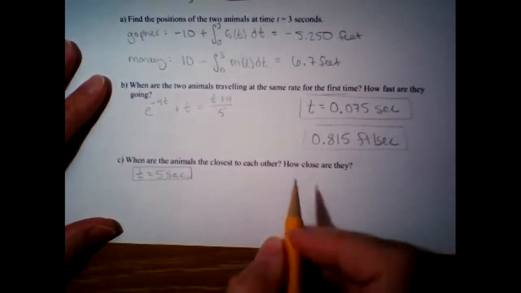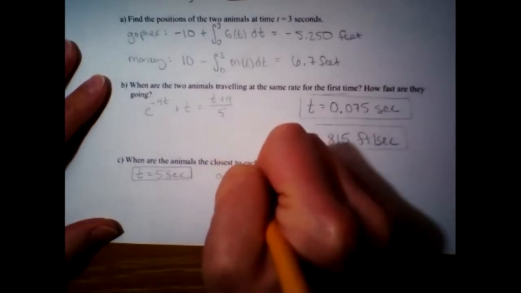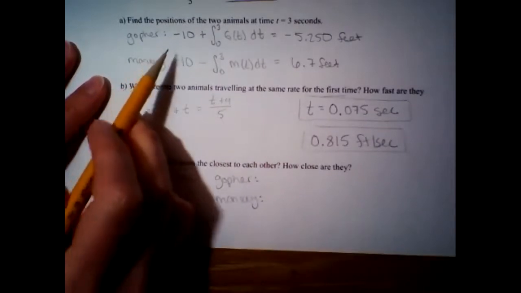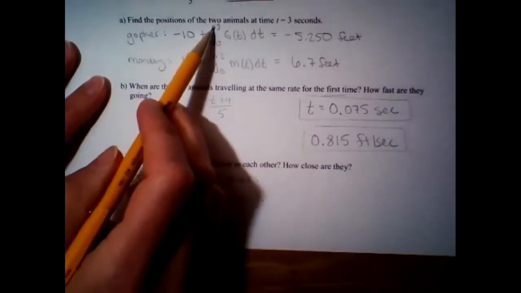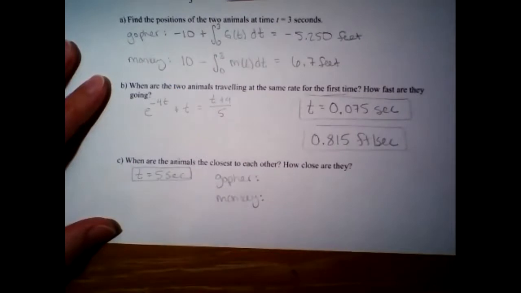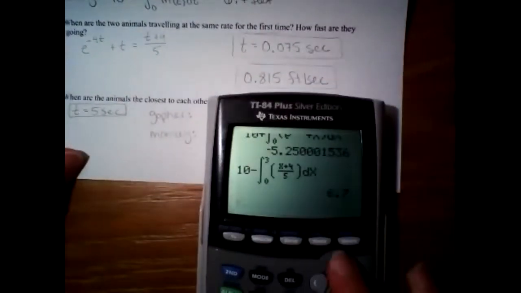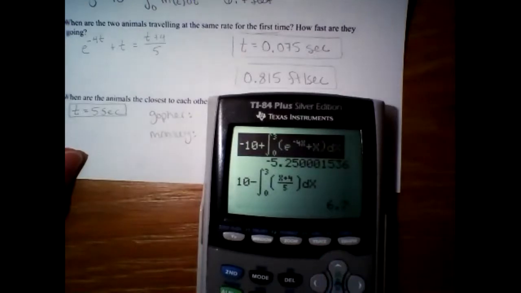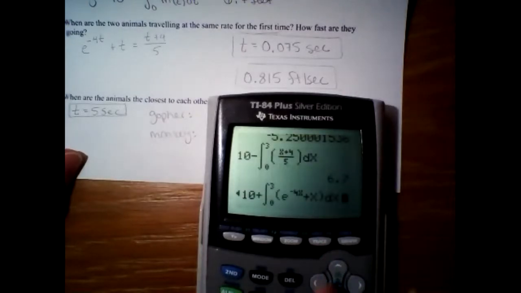How close are they? Here's what we're going to do. We're going to repeat exactly what we did in part A, except instead of 3, we want to plug in 5. That's the only difference. So let me show you the fastest way you can do this. I'm going to go back to the home screen. And I'm just going to hit the up arrow until I get this back. This was the gopher. And I'm just going to go back and change the 3 to a 5. And you can just type right over top of it.